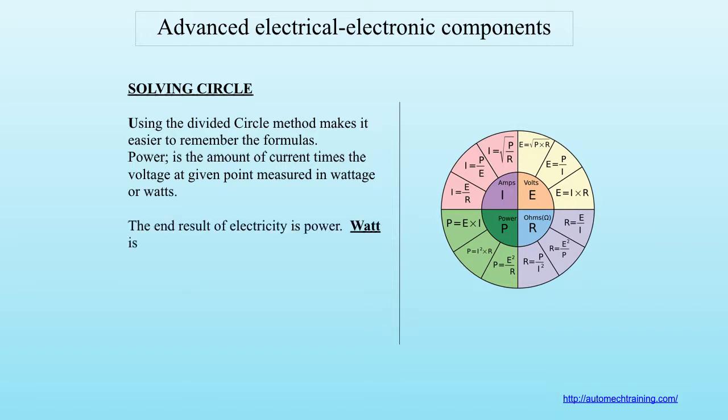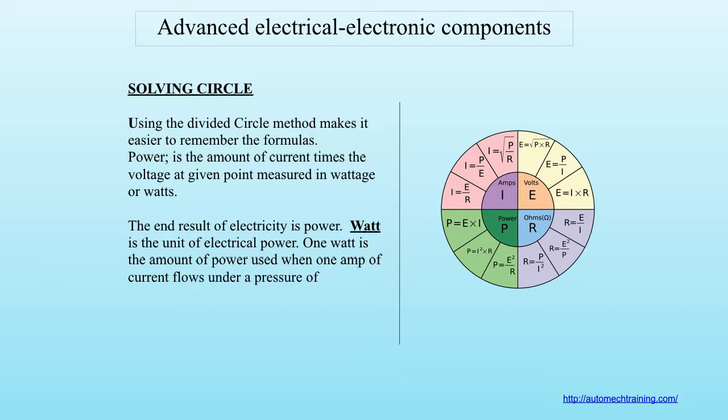Watt is the unit of electrical power. 1 watt is the amount of power used when 1 amp of current flows under a pressure of 1 volt. The symbol for power is P.